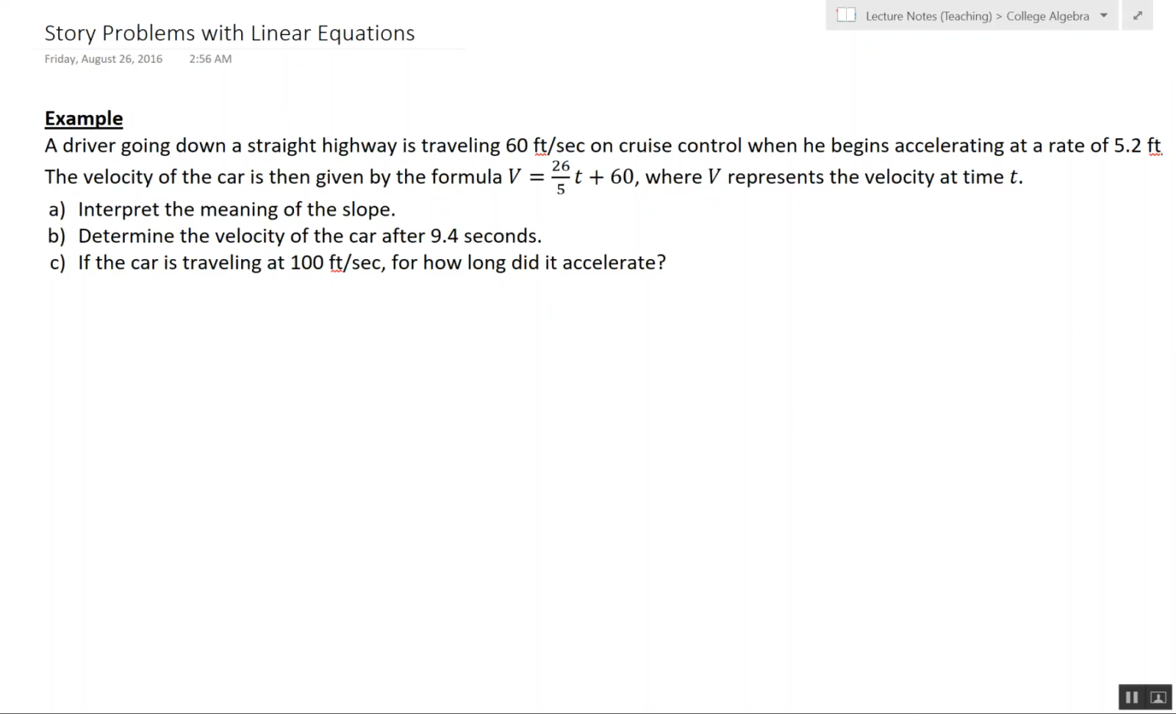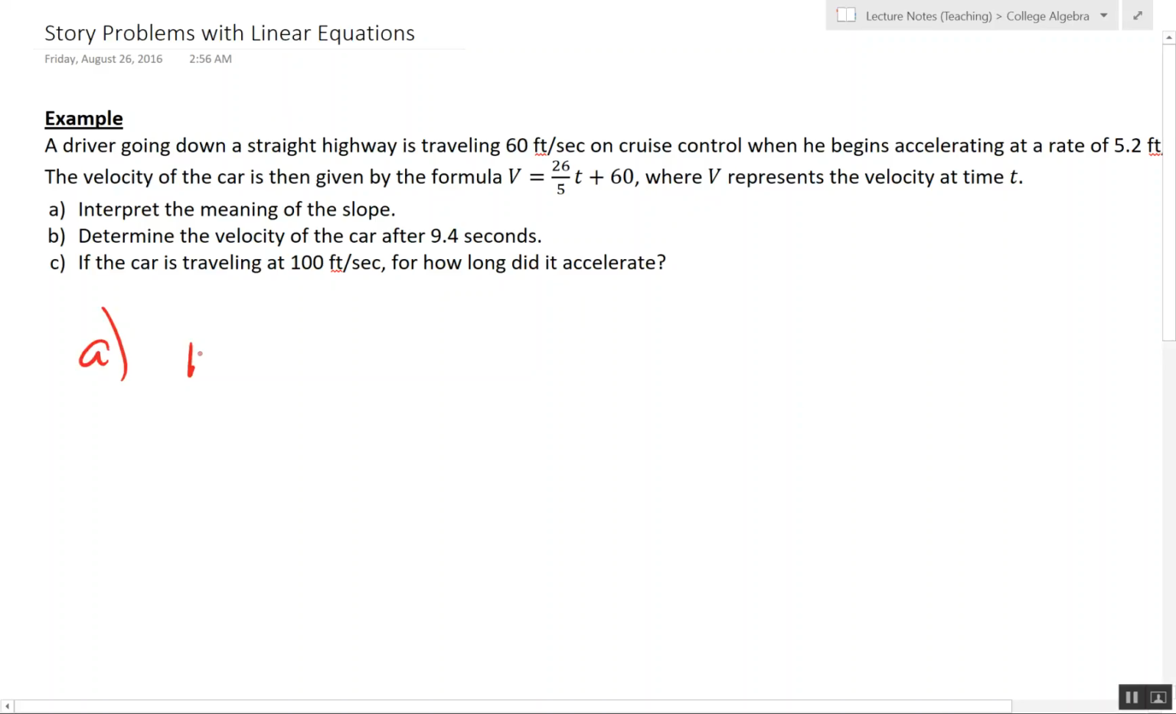So we have a driver driving down a straight highway, traveling at 60 feet per second on cruise control when he starts to accelerate. So the velocity of the car is given by this formula, where v represents the velocity at time t. So the first thing we want to do is interpret the slope.